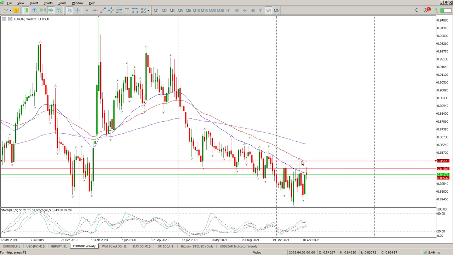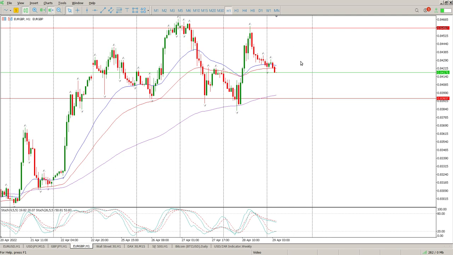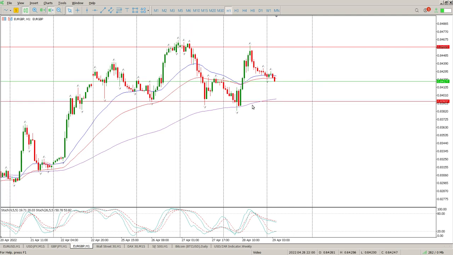We would need to clear, what's that, 0.85122. So this is the swing high. We need to clear that for this double bottom pattern to play out. But we do have a higher low in. Now we're looking for a higher high. But that's weekly price action, not something that we need to be paying attention to just yet.